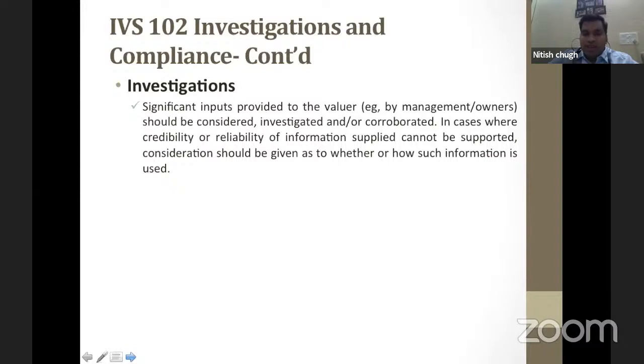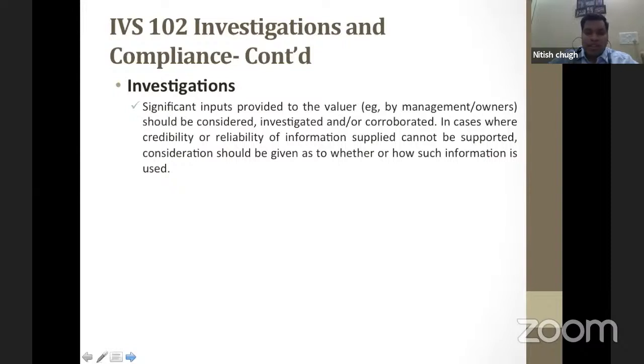My request is that when you value a particular entity, you understand the business first. What is the business of the entity, and how it is being impacted by internal factors and external factors. Only then you can investigate further and test the input for appropriateness. In cases where credibility or reliability of information supplied cannot be supported, consideration should be given as to whether or how such information is to be used.